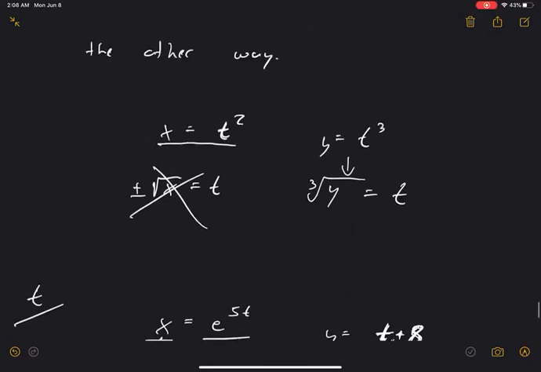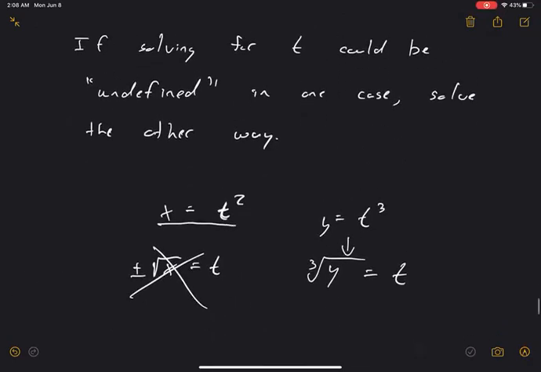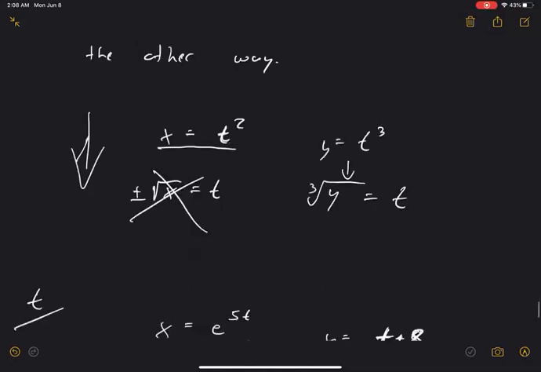I would look at both equations and see, if I solve for t in this left side, is everything going to be defined? If not, I would do it the other way. So a little bit of a rambling explanation there, but hopefully it clears things up in the problem video.